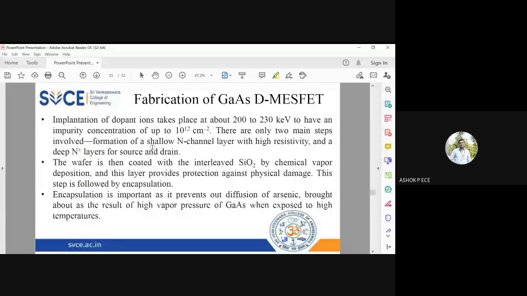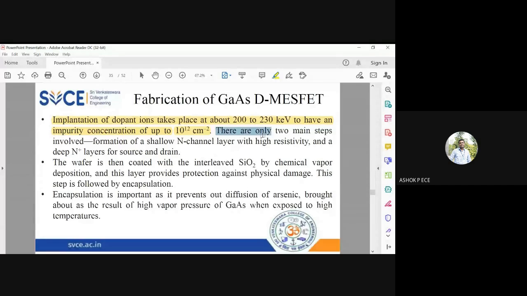The implantation of the dopant ion takes place at a very high voltage to have an impurity concentration up to 10 power 12 per centimeter square. It happens at a very high voltage because only at a very high voltage you can generate high velocity electrons, and these dopant atoms at that particular velocity will go and hit the surface and get implanted there. So these are the two main steps involved.